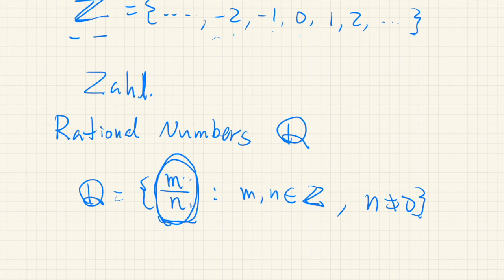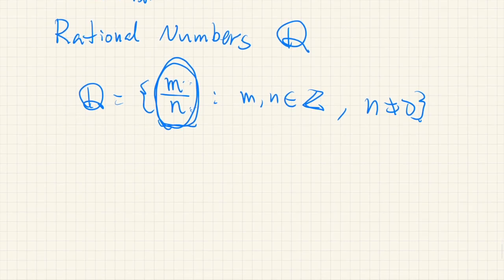And you can add, multiply, subtract, and divide rational numbers. Division is defined for non-zero rational numbers. If you want to divide by some rational number, that rational number cannot be 0. And the next is the set of real numbers.